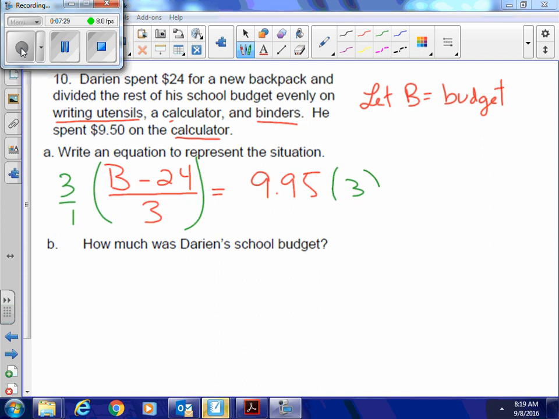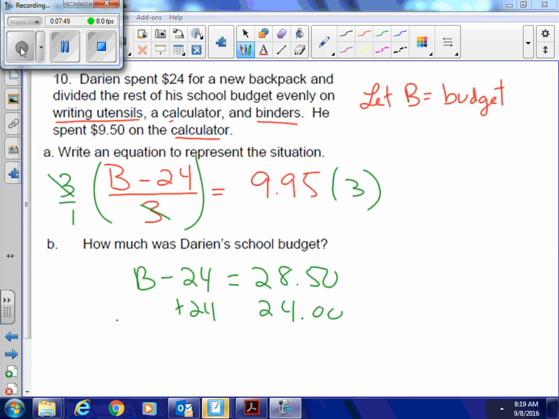Both sides times 3. These 3's cancel. It's why I chose it. And on this side, notice B is getting more alone. And I've got that B is equal to 28.50. Now I can add my 24 to both sides. And I find out that the budget is equal to 52.50. You can add that up here. The budget was 52.50, but always remember your units.